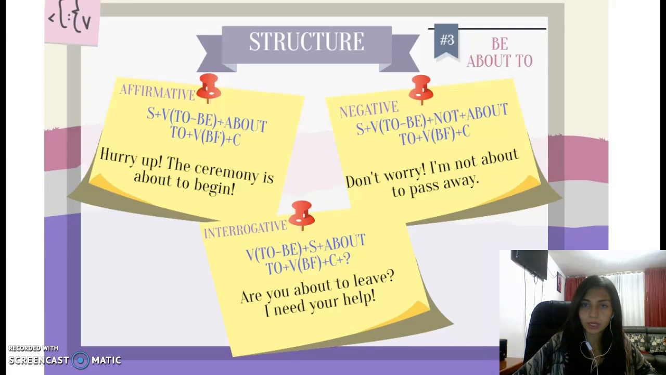In the negative, we have the subject plus the verb to be plus not plus about to plus the verb in basic form plus the complement. Example, don't worry, I'm not about to pass away.